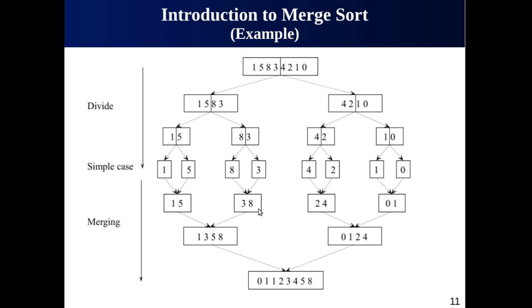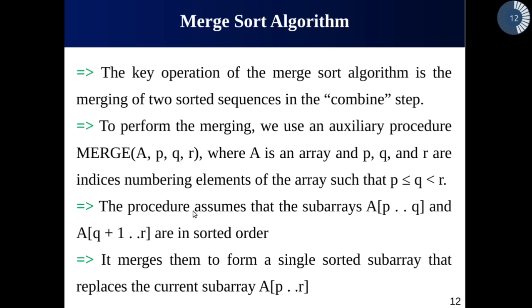Once we have two sorted sequences and we want to combine them to form a sub-solution, or a solution that is closer to the main solution, we need to merge them. So merging is an important operation and it plays a critical role in the merge sort algorithm. How it works, we have to see in the pseudocode in a moment. So remember, the key operation of the merge sort algorithm is to merge the two or more than two sorted sequences in the combine step.